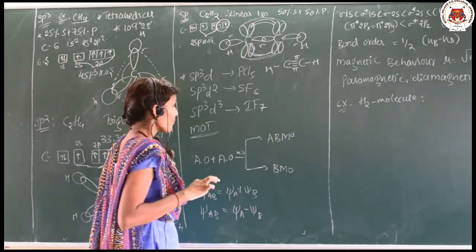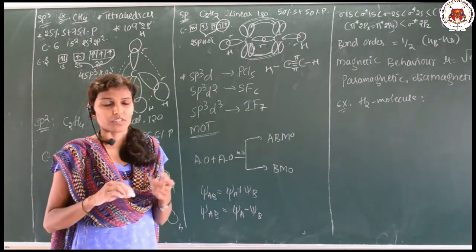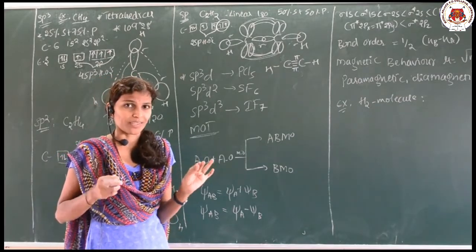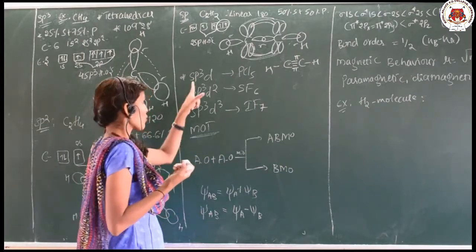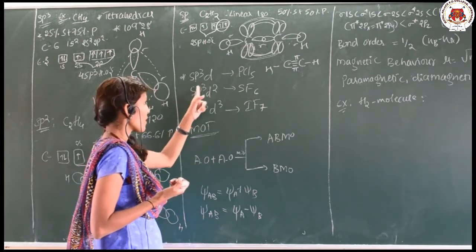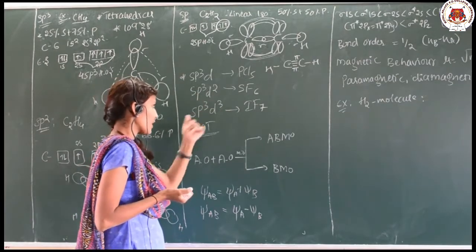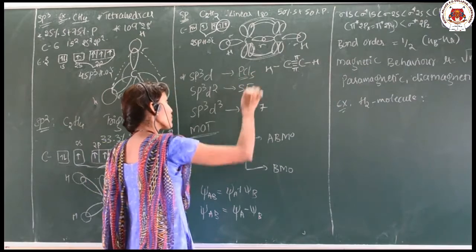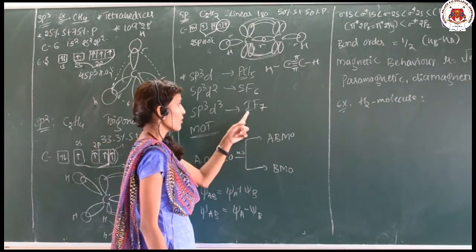Whatever we have now discussed involves only s and p orbitals: sp, sp2, sp3 hybridization. Now, we are talking about hybridization involving the d orbital: sp3d, sp3d2, sp3d3. The respective examples you can study briefly: PCl5, SF6 and then IF7.